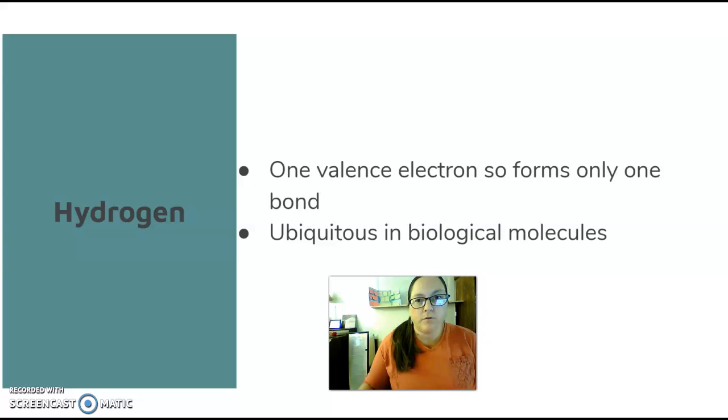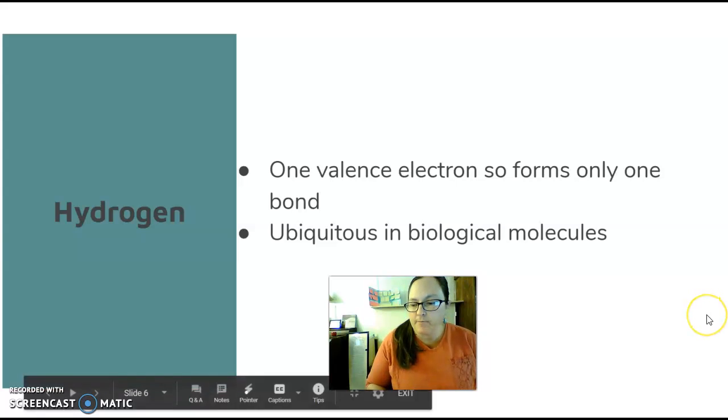So if you're looking at a molecule and you think something's missing, there should be something there, more often than not it's hydrogen. It just gets left out because nobody wants to draw like 36 or 38 hydrogen atoms.